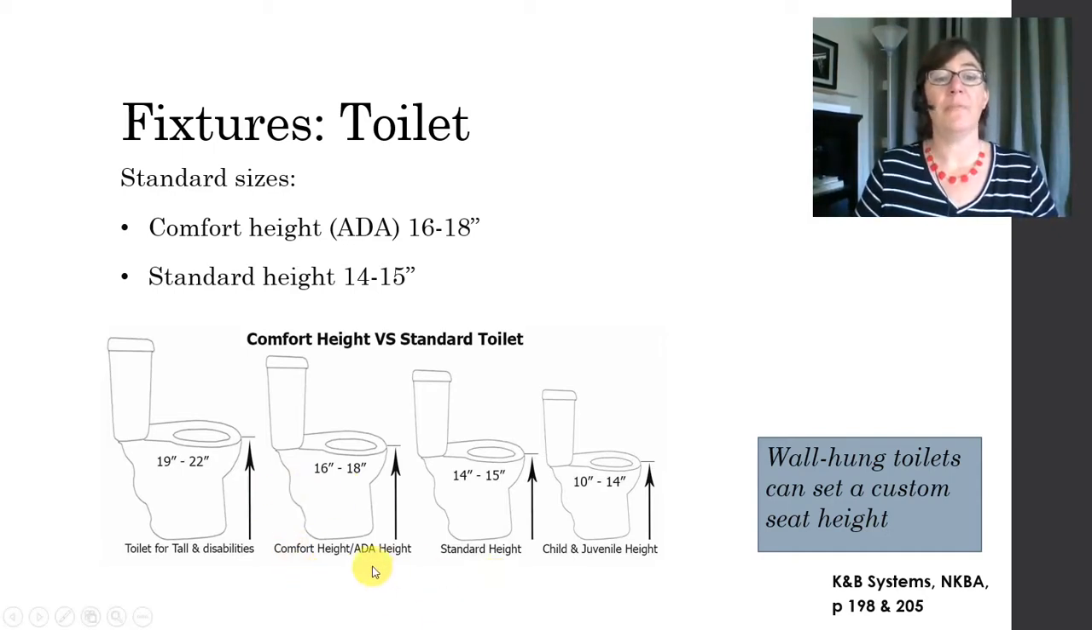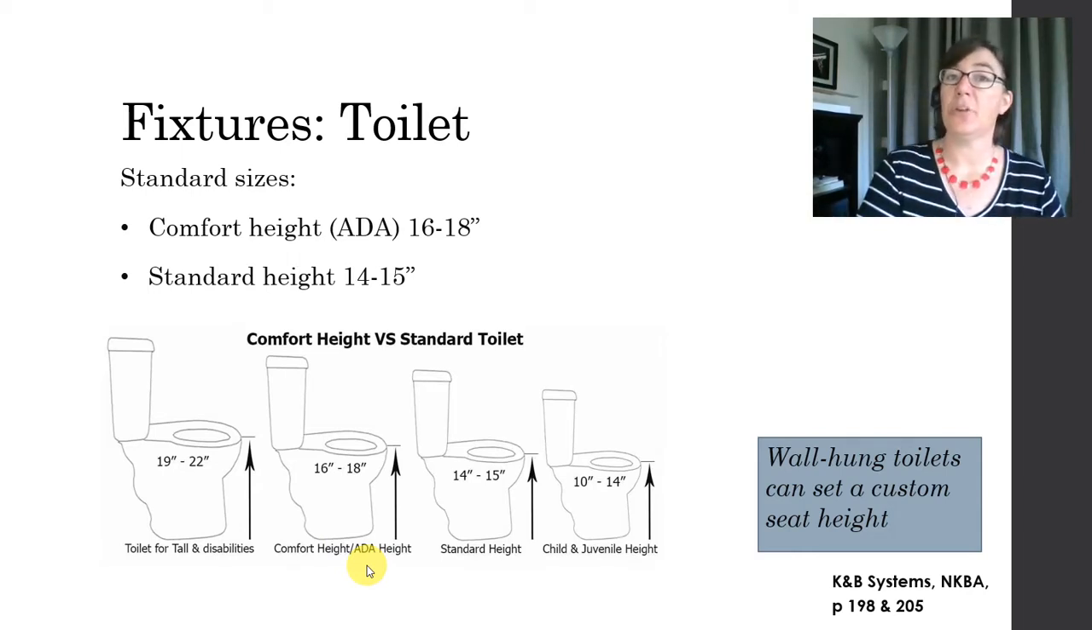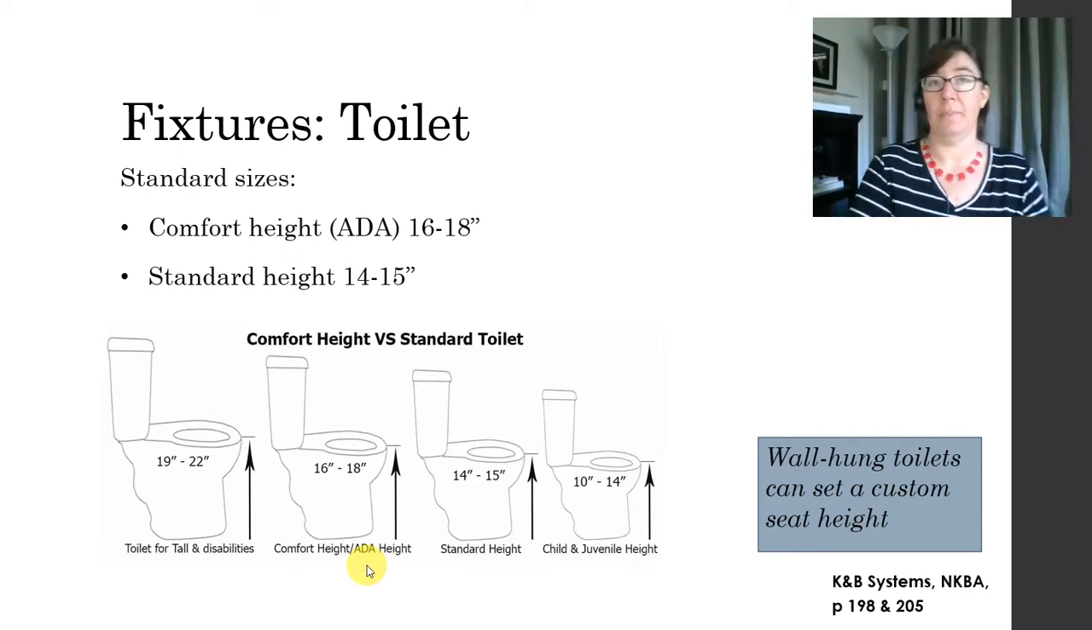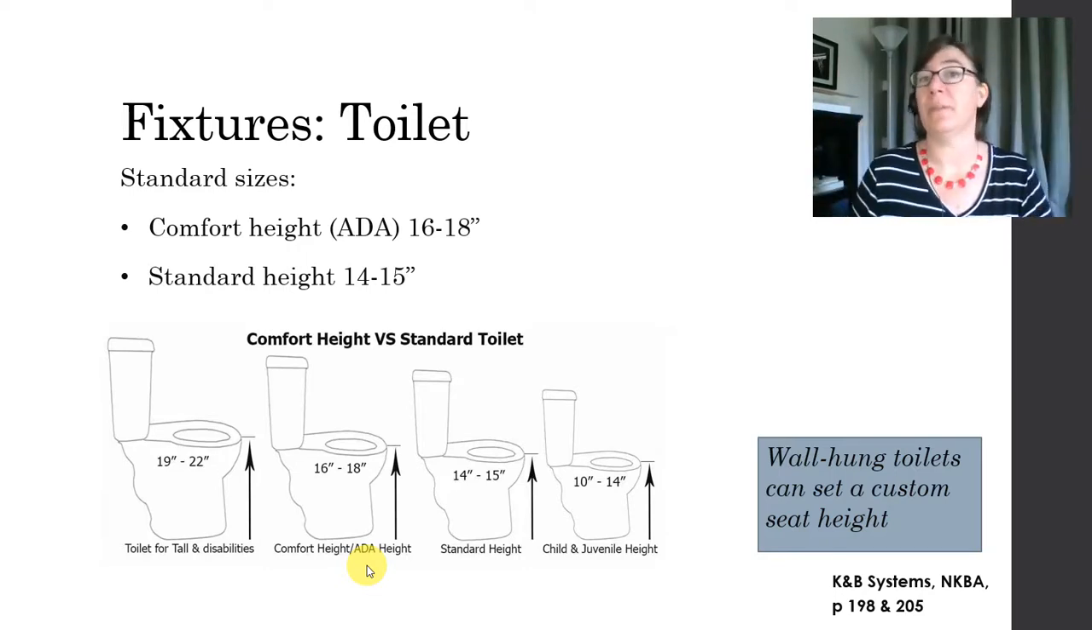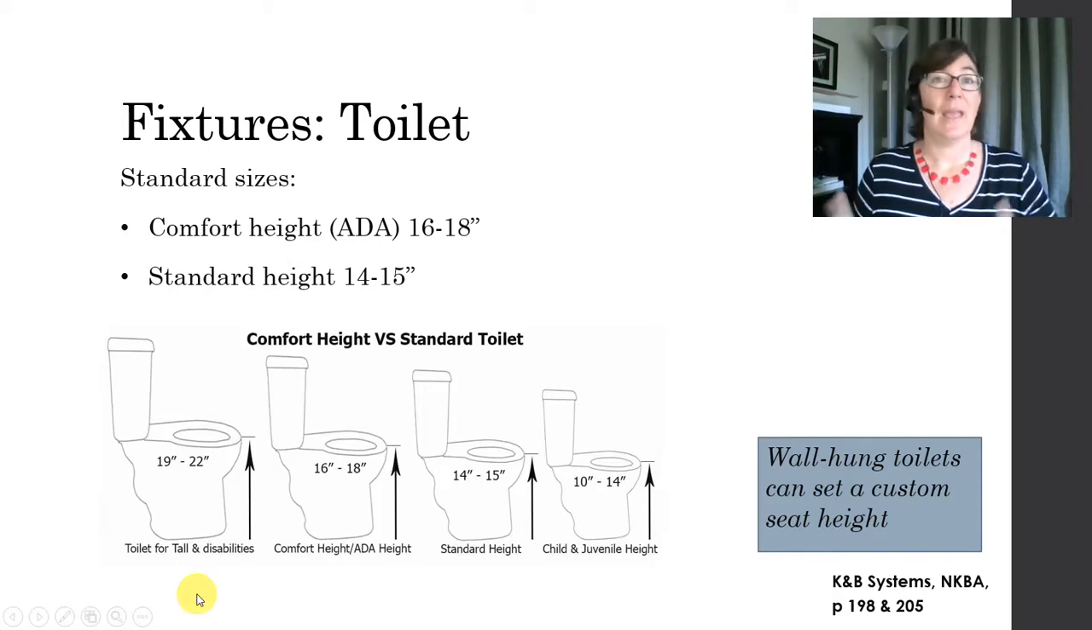And the next one is called a comfort height or an ADA height toilet. This will be standard in commercial applications because they need to meet the ADA regulations. But some residences choose it also. It's a little bit higher, 16 to 18 inches, and so it's easier for a person to lower themselves onto it. A larger size does exist and is not very common. And just to bring it back to those wall-hung toilets, if you absolutely want a custom seat height, that might be the way to go.